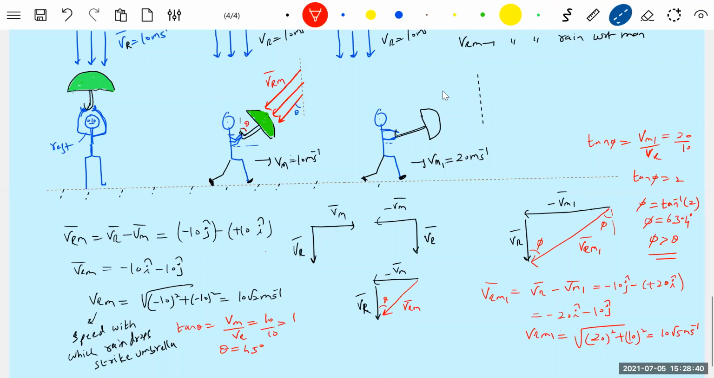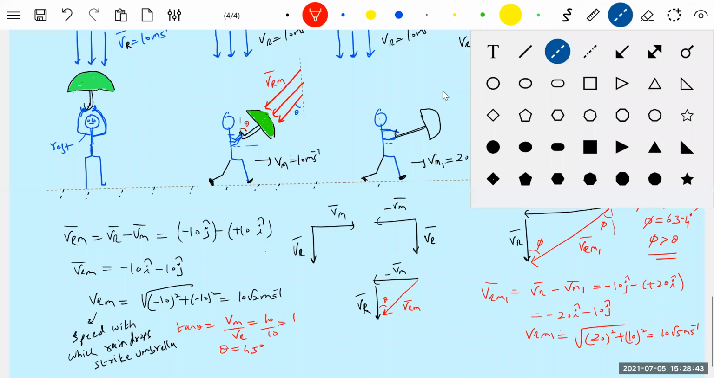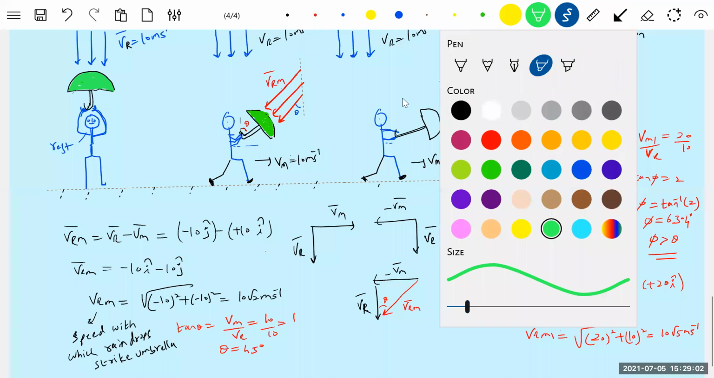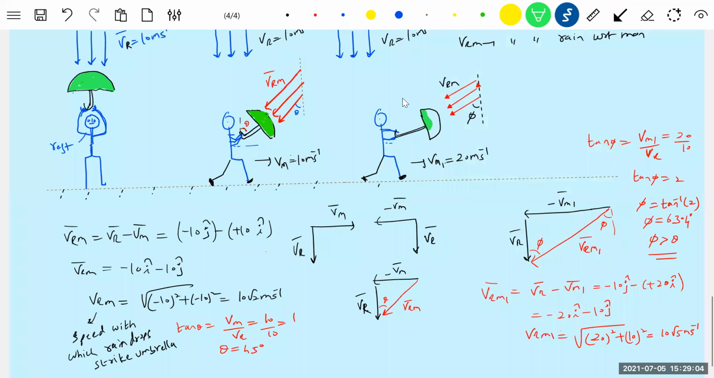Where is the arrow? This will be the phi. This is VRM bar. I'm giving some colors also, at least you can understand it. So here he has to make the angle of tilt increase. He has to tilt it more.